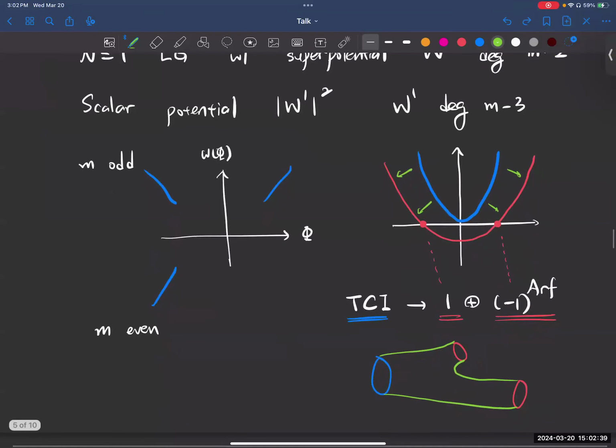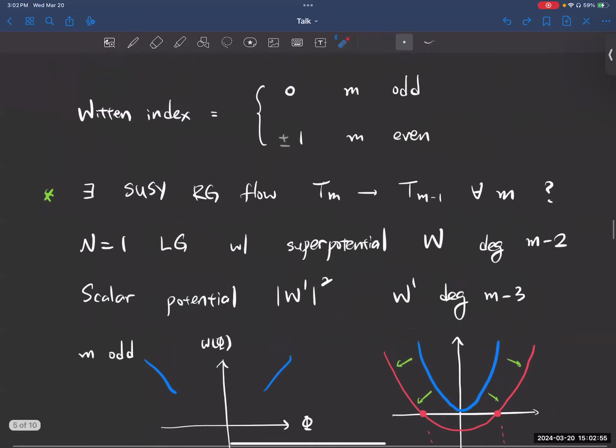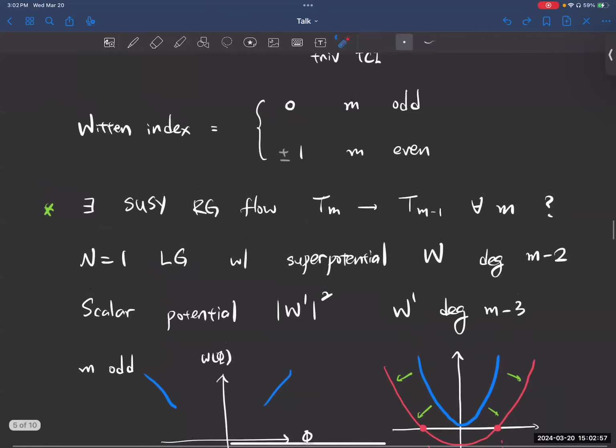Yeah. So right. So let's take the simplest example of this purported RG flow. Let's take the first non-trivial theory, which is the tricritical Ising model. This is M equals 3. And it has Witten index 0.